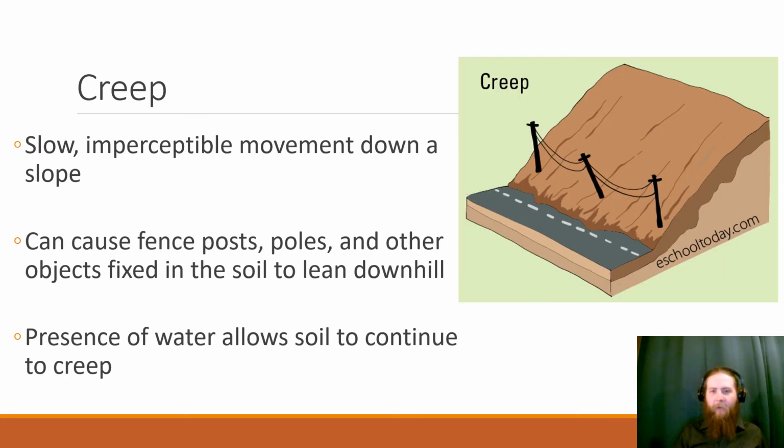The first is a creep, which is a slow, imperceptible movement down a slope. You don't see a creep, you see the effects of a creep. So over time, from season to season, you might see fence posts, power poles, and other objects start to lean downward. This is because the soil is very slowly moving down this hill. The presence of water allows the soil to continue to creep. So the more water in an area, the faster this creep will be.